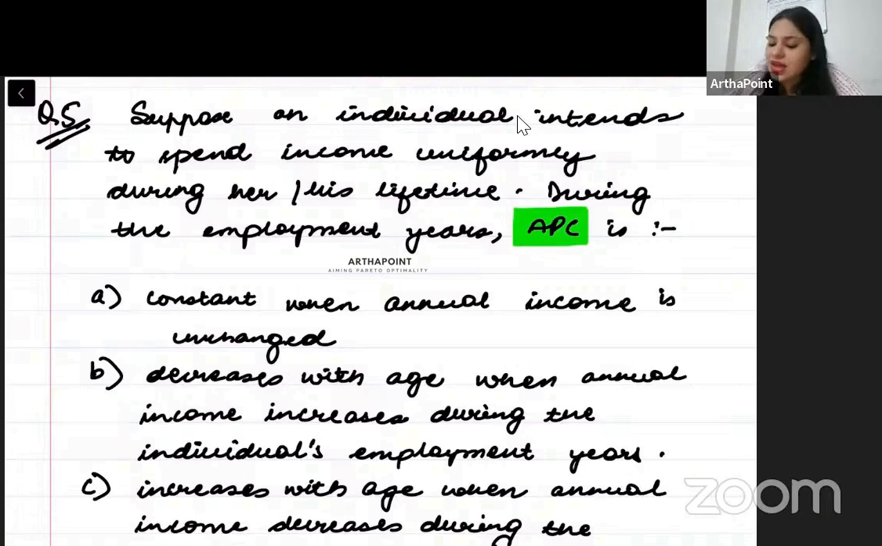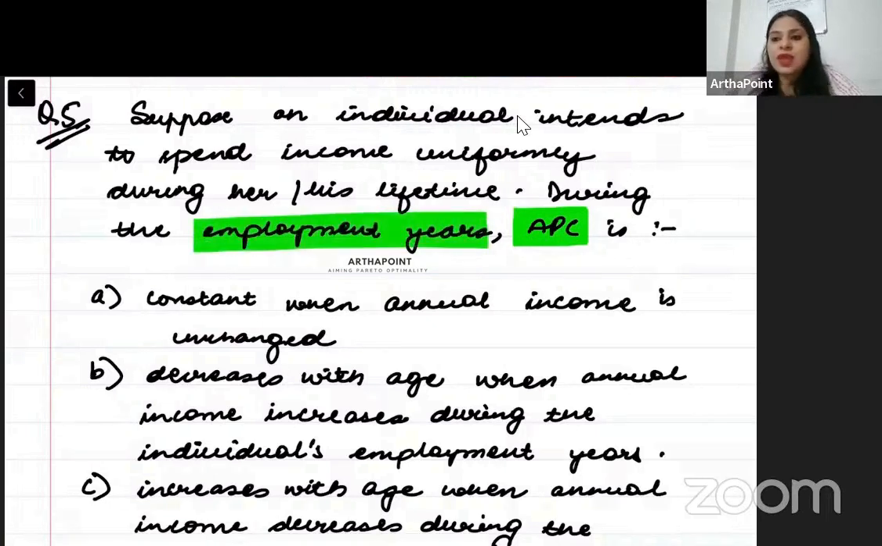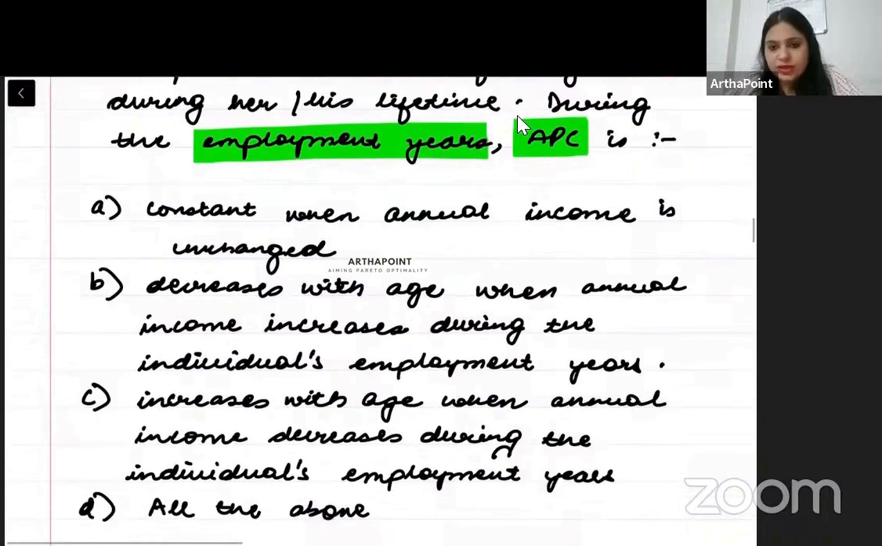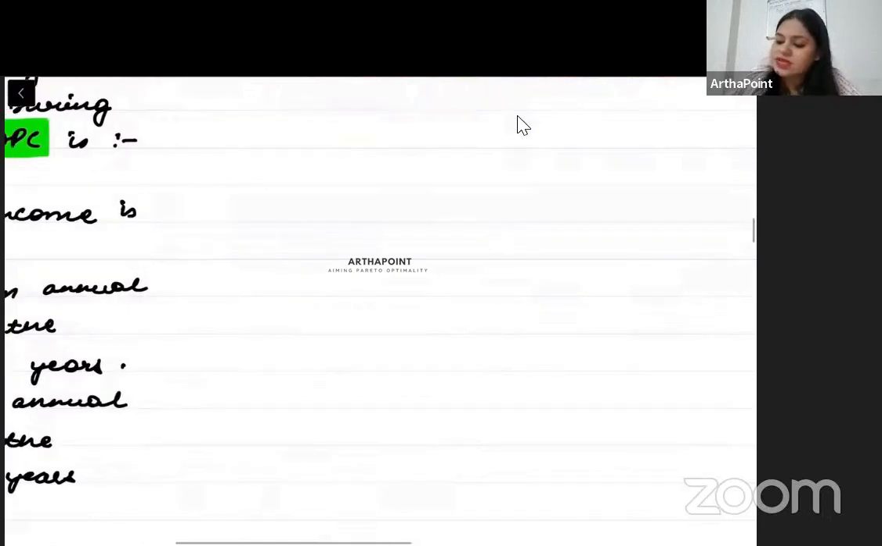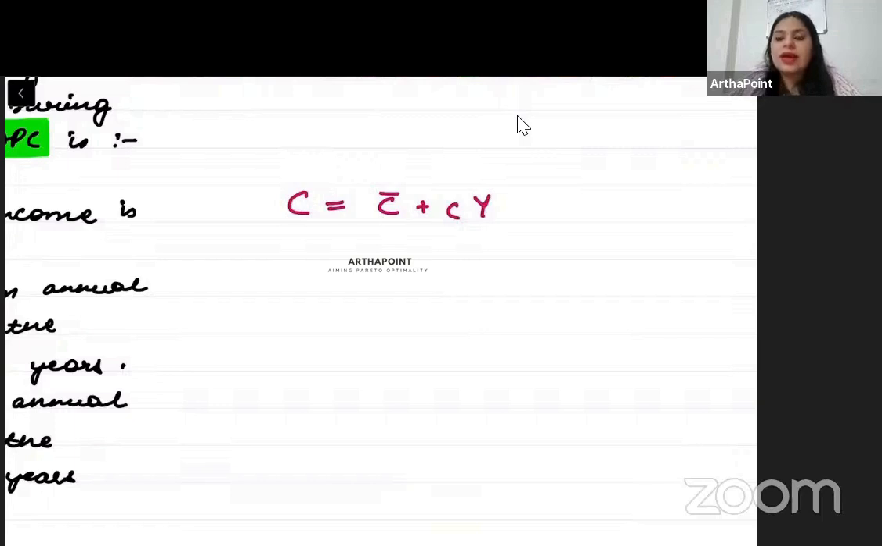Now, when I am employed, then I know that my consumption has to take place out of my income. So in a way, my consumption should follow the very usual consumption curve, right? So when I talk about my consumption curve, it should be C is equal to C bar plus CY. I'm consuming out of my income. And of course, if I'm consuming C proportion, I'm saving 1 minus C proportion, which I will use during my retirement.